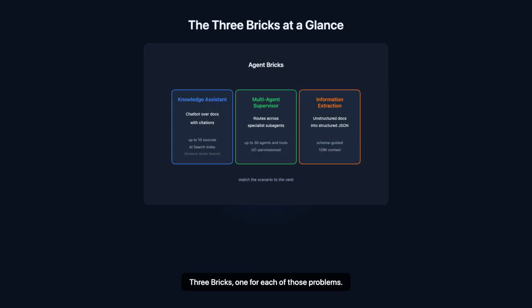3 bricks, 1 for each of those problems. On the left, Knowledge Assistant is the chatbot over documents brick, with citations and the Instructed Retriever architecture, backed by an AI search index. That's the new name for what used to be called vector search. In the middle, Multi-Agent Supervisor routes across specialist subagents and tools, up to 30 of them combined, and enforces Unity catalog permissions. On the right, Information Extraction turns unstructured documents into structured JSON, schema-guided, with a 128,000 token context window. The rest of this video is about matching the scenario to the right box.